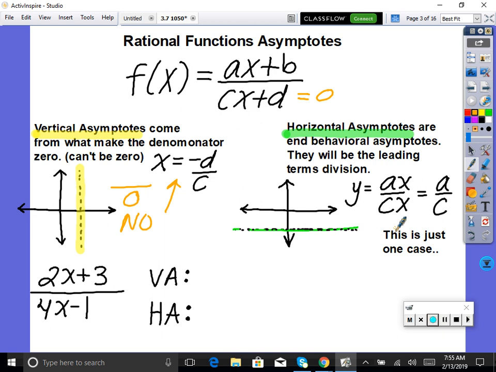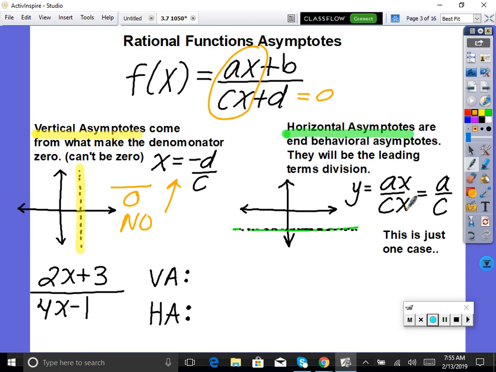Now there are actually 3 rules we're going to learn where different things will happen depending on what we're seeing. Here's what you focus on. You always focus on the leading term, and that will tell you everything you need to know about a horizontal asymptote, which we're going to get into in the next slide. So right here I gave just one of the cases.